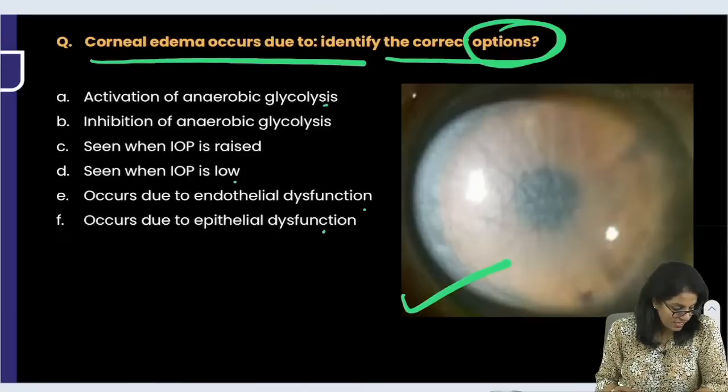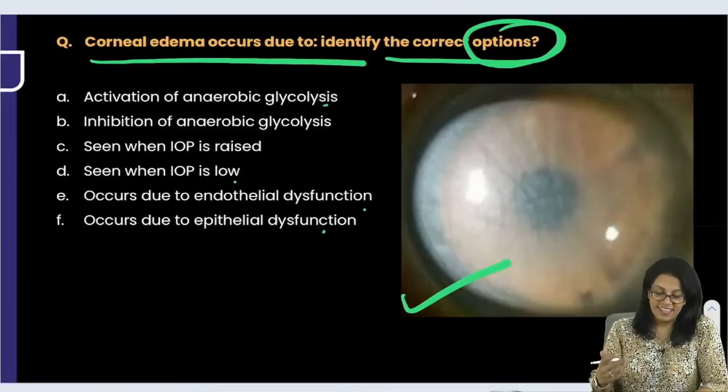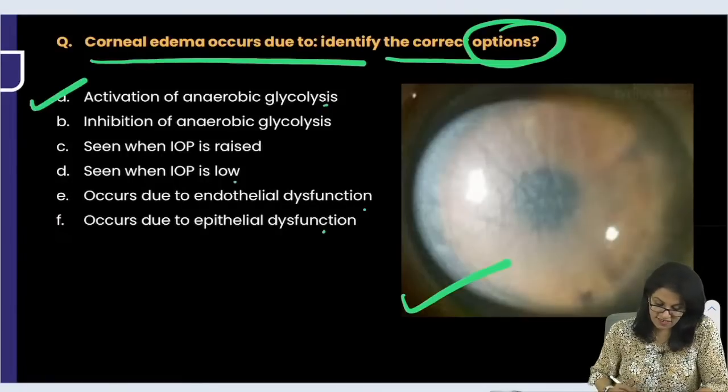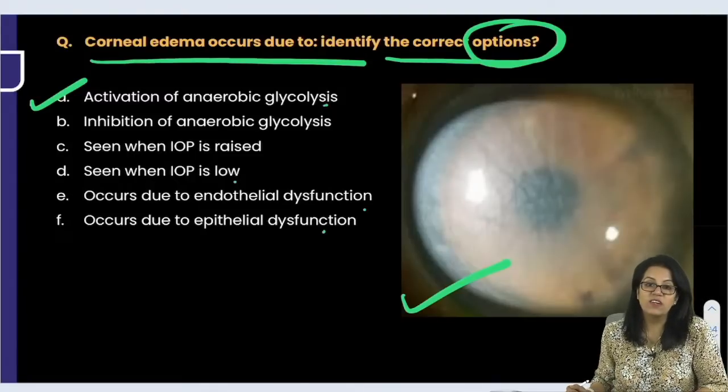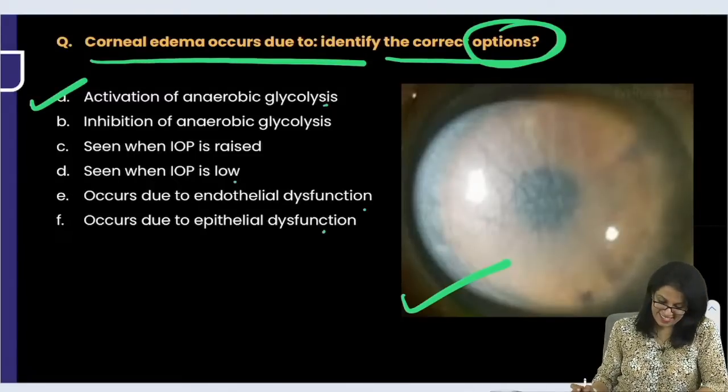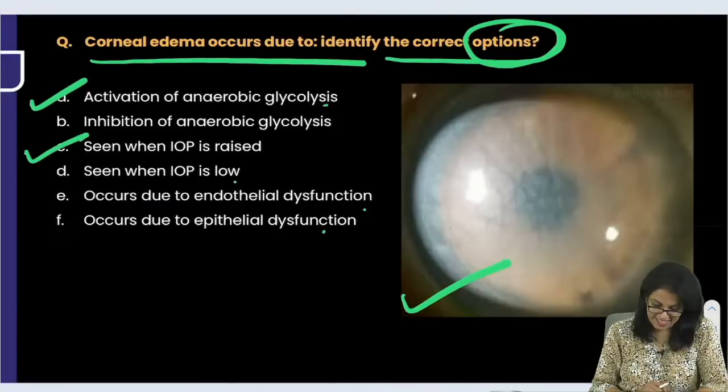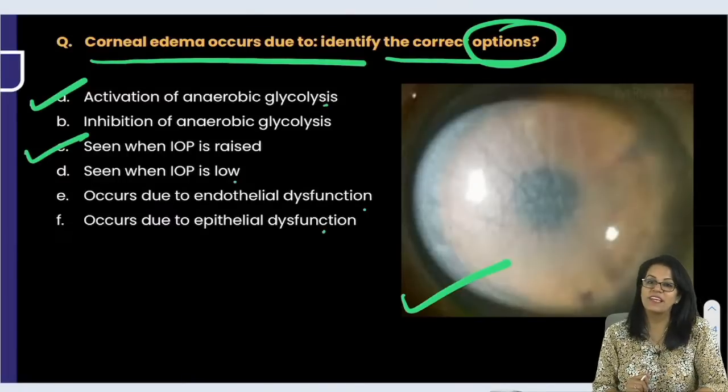It is A, that is one. What about the rest? There are other options also, not only A. One is A. Okay, what is the other one? IOP raised or low? C or D? Which one? When IOP is raised. A, C. Very good. Yeah, Lovita. You have answered correctly. It is ACE. Yes, it is ACE. The answer is A, activation of anaerobic glycolysis.